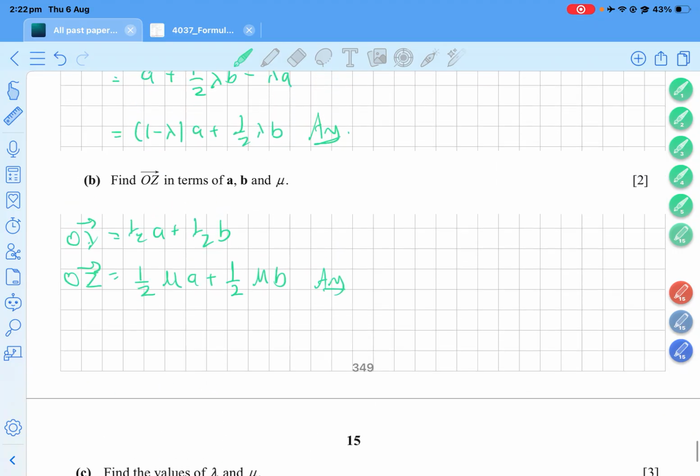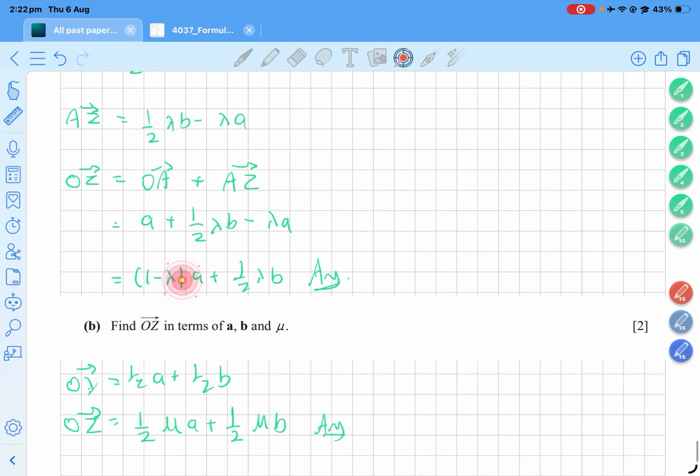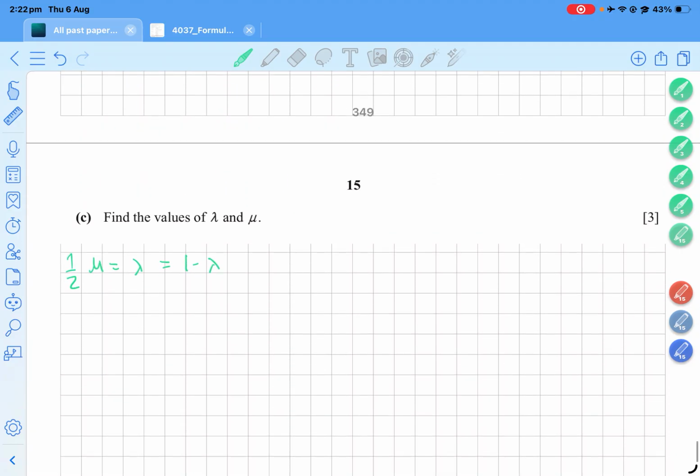I am saying that 1 minus lambda is half mu and half lambda, so this is half. So 3 over 2 lambda is equal to 1. So lambda is equal to 2 by 3, and then mu is equal to 2 by 3 then, and then half of 2 by 3 is 1 by 3, and 1 minus 2 upon 3 is 1 upon 3. So lambda and mu are these. So that's the answer.